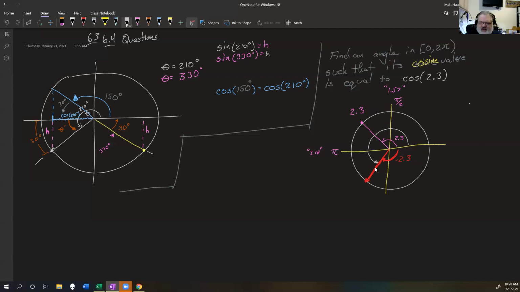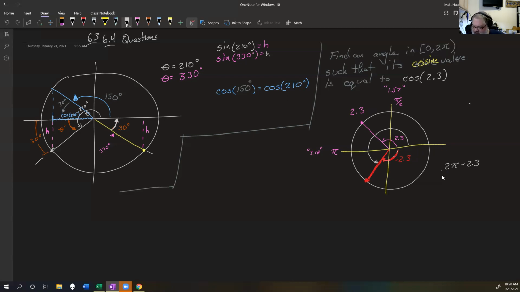Well, you guys are making it overly complicated. What did you do with this 30 degrees? You subtracted it from the full 360, right? So can we do the same thing with this 2.3 radians? Subtract that off of a full rotation. Full rotation is 2 pi. Subtract the 2.3 radians. And that's going to give us that angle.